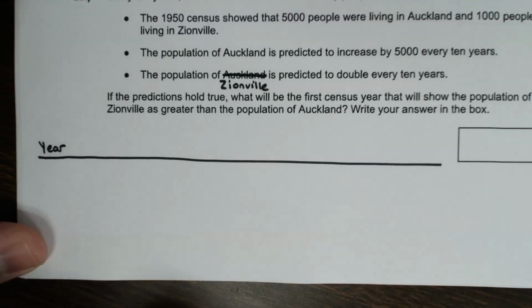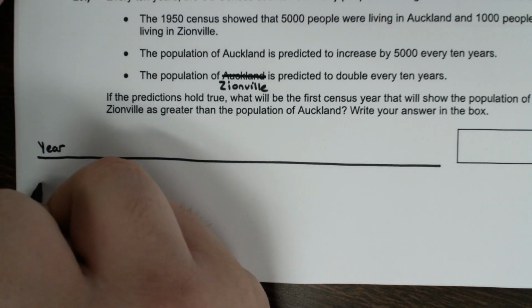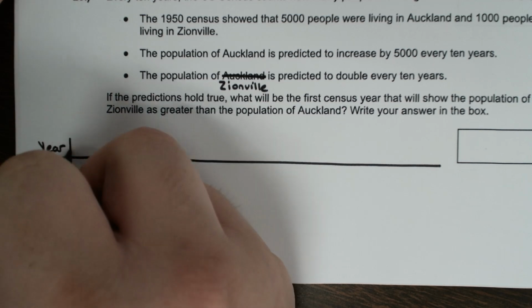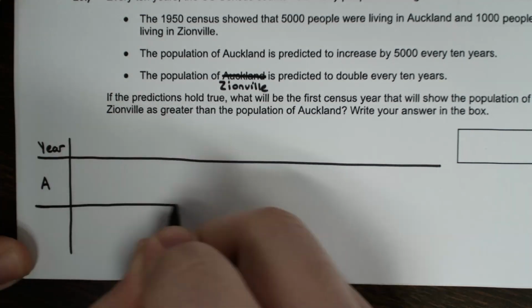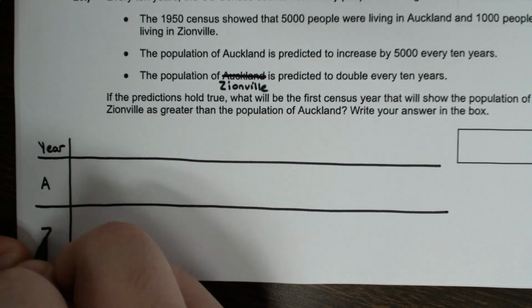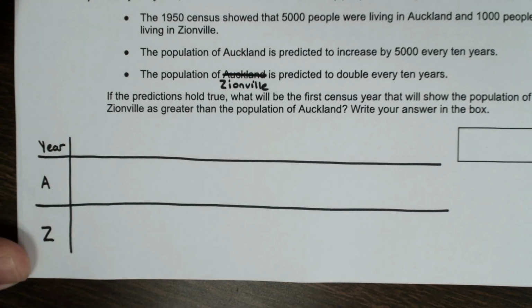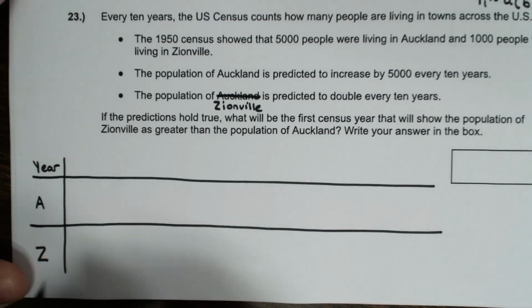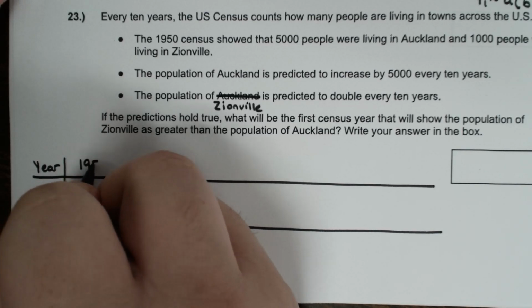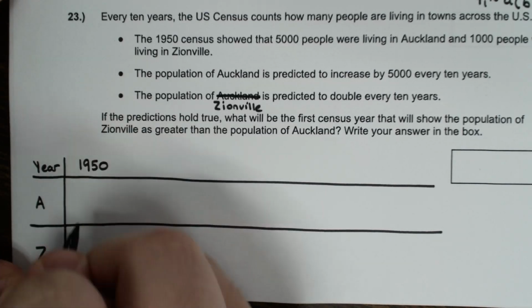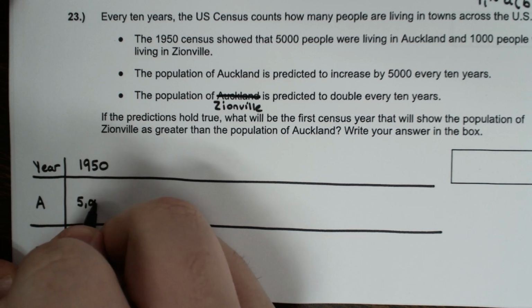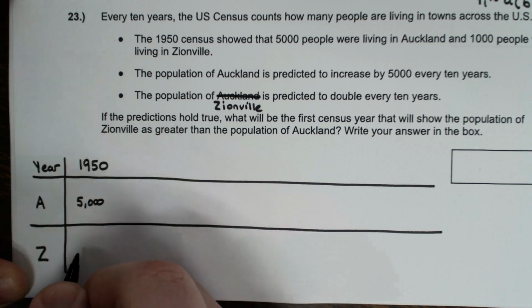With the number of years and the population of Auckland and the population of Zionville. The 1950 census said that in Auckland there were 5,000 people and in Zionville there were 1,000 people.